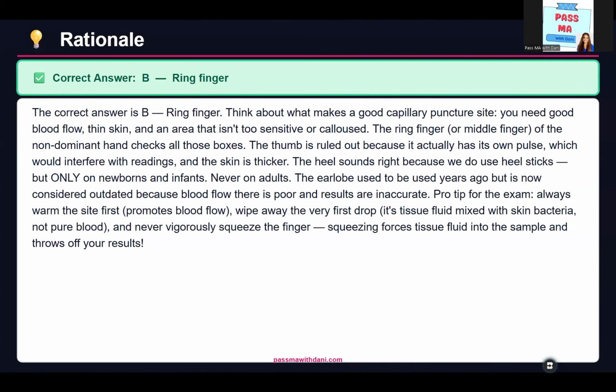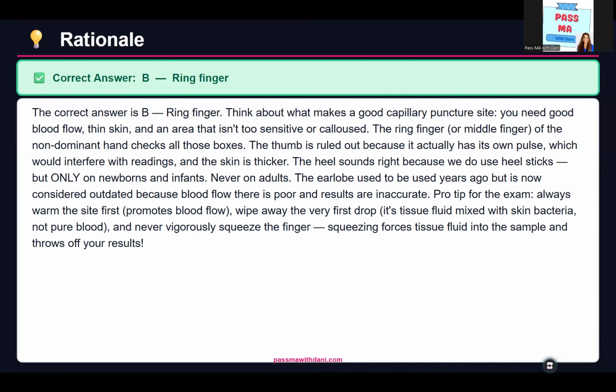Think about what makes a good capillary puncture site. You're going to need good blood flow, thin skin, and an area that isn't too sensitive or calloused. The ring finger or the middle finger of the patient's non-dominant hand checks all of these boxes. Remember, the middle finger is considered the third digit, and the ring finger is considered the fourth digit. They may phrase it as, which digit is the appropriate site, third or fourth? The third is the middle finger, the fourth is the ring finger. And make sure you are using the patient's non-dominant hand.